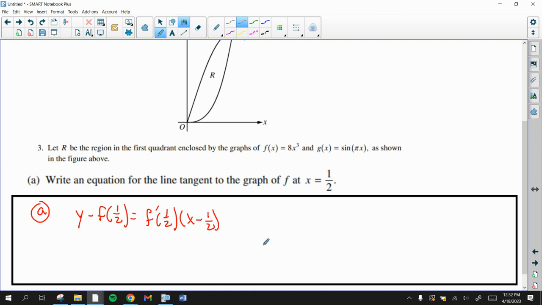So let's see what they have. Here's f right here. F of x is 8x to the 1/3. So we have y minus 8 times 1/2 to the third equals f prime of 1/2. Well, f prime of x is 24x squared. So f prime of 1/2 is 24 times 1/2 squared. And then x minus 1/2. That's the equation of the tangent line.